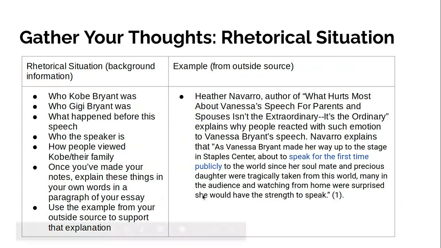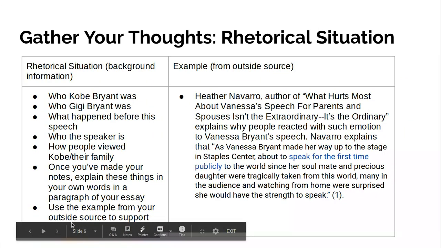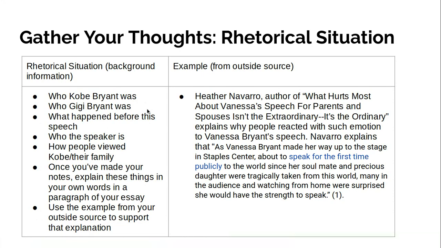So this is how I would gather my thoughts if I were organizing this to start writing. Again, you can do this however you would like for yourself, but this is just one example of what it looks like when I take notes. So I like organizing in kind of a table. I've got on one side the rhetorical situation and my goals for things that need to happen over here, right? So I need to answer who Kobe Bryant was, who Gigi Bryant was, what happened before this speech, who the speaker is, how people viewed Kobe and their family.